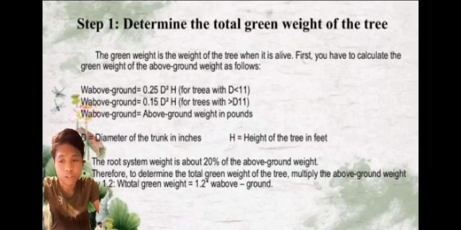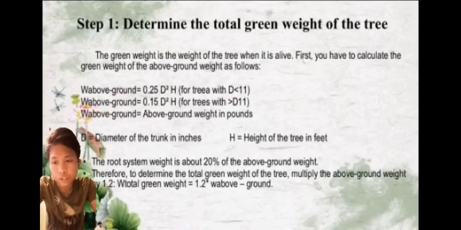So for 0.25 diameter squared times height, mo ni siya gamiton nga formula if ang imong diameter is 11 inches below, o ang 0.15 imong gamiton kung ang imong diameter is 11 inches above. So the diameter should be in inches ug ang height should be in feet.